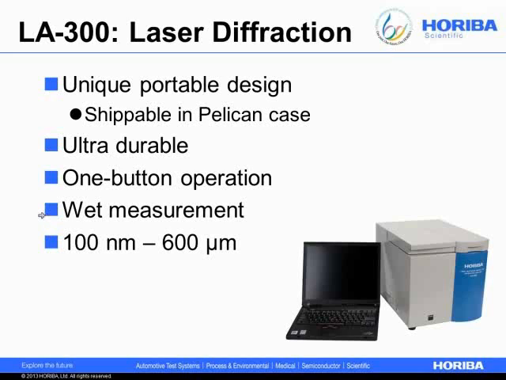The LA300, however, only can do wet measurements, no dry measurement capability, and it has a smaller range, so from 100 nanometers to 600 microns. Now this, for a milled Trona, isn't such a restriction. That's well within the range. For some of the larger Trona samples we've seen, the 600 microns would give us some pause, depending on how large the Trona was.